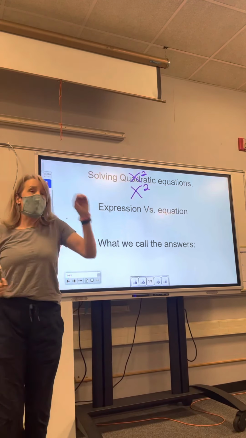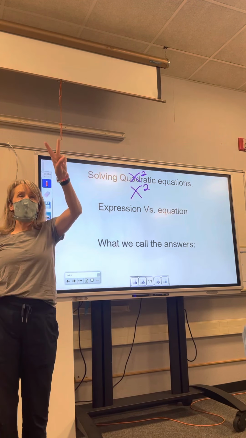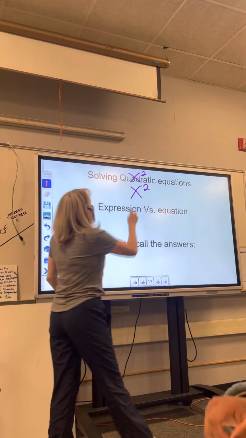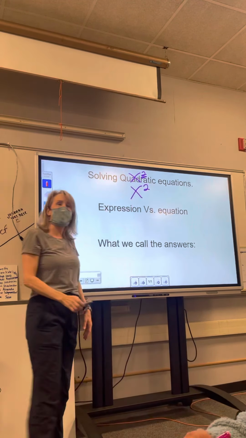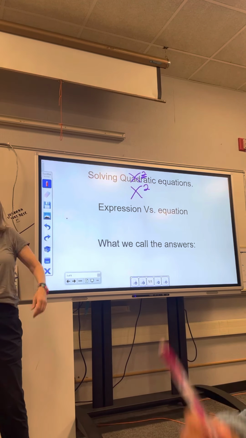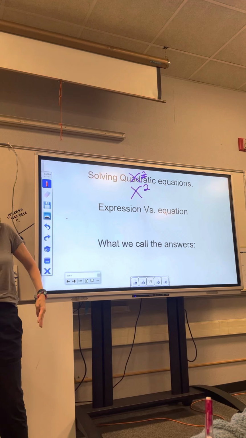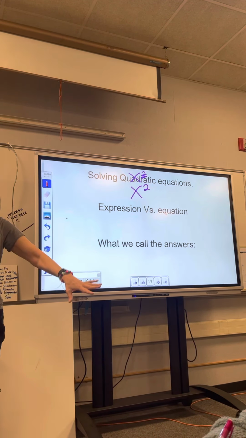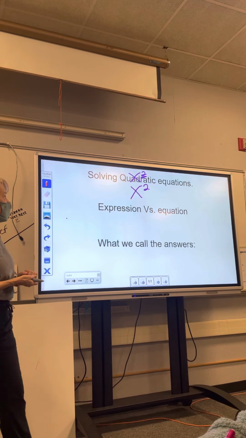And most of the time, we will get 2 answers, right? How do I know 2? Because the little squared thing tells me I get 2. When we go to the next chapter and we have 3s, we will get 3 answers. And when we have 4s, we will get 4 answers. But today and for the next 2 weeks, we're going to get 2 answers, right?